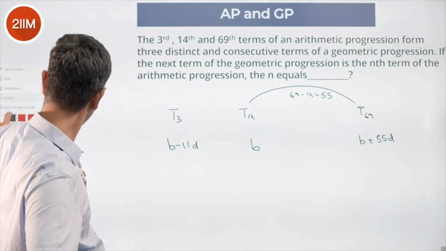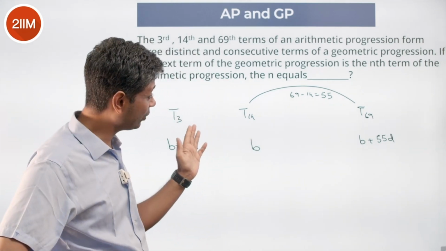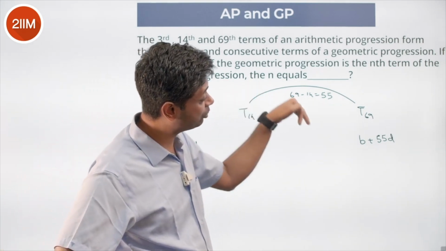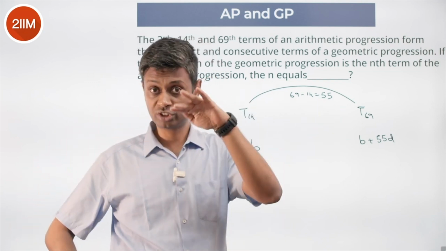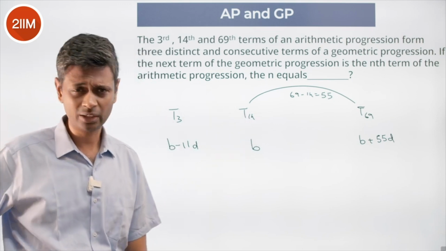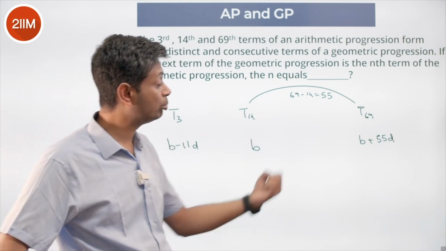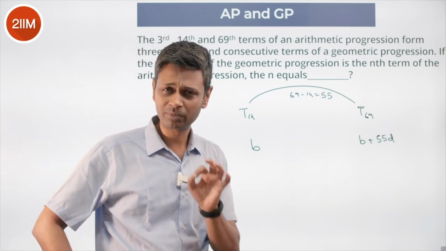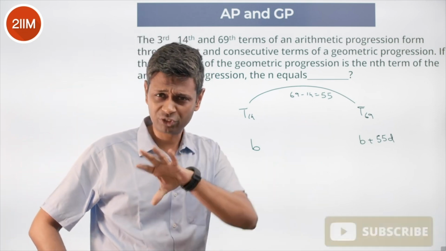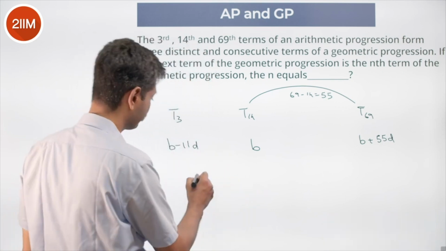So I say, hey, nice, interesting. I'm going to anchor around this term as a middle term. From here, I have to add common difference 55 times to go to the 69th term. Backward, I have to subtract common difference 11 times to get to the 3rd term. So b square equals b minus 11d into b plus 55d. Something that I can simplify and get some value of d. Let's see if we can get that.